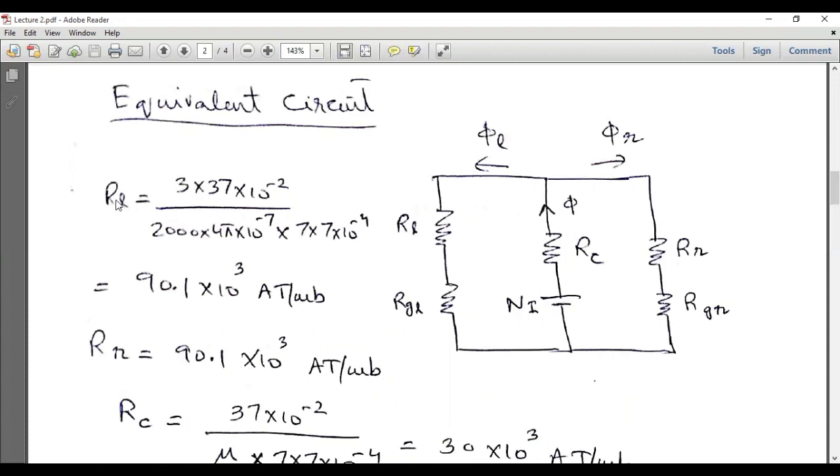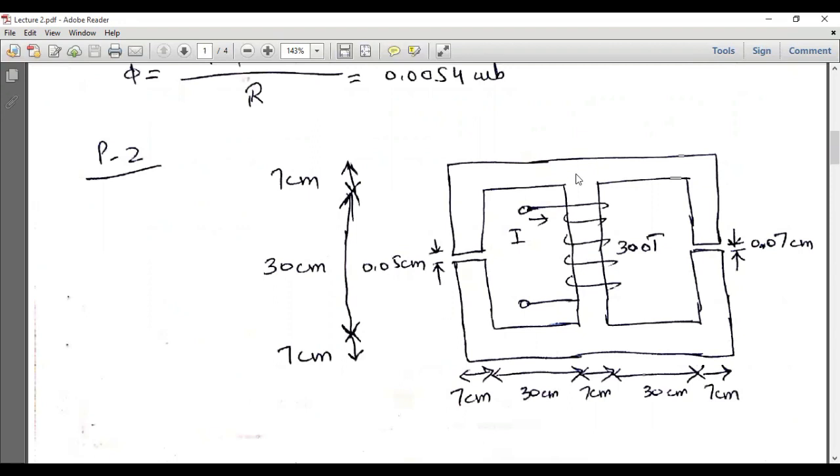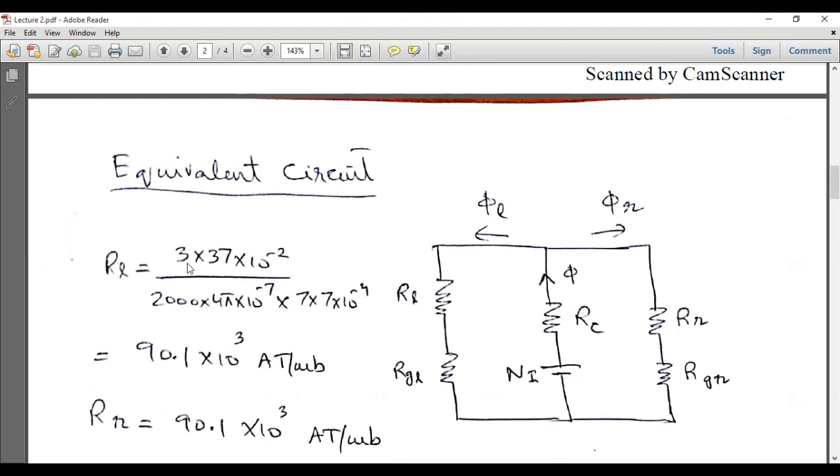The reluctance of the left branch is calculated using this expression. Now we can see that there are three lengths, one length is this, one length is this, and one length is this, and all these lengths are equal to 37 centimeters. So that will be multiplied by 3, and the centimeters are converted to meters, and relative permeability is multiplied by absolute permeability and by 7 into 7. This is the cross sectional area of the core.